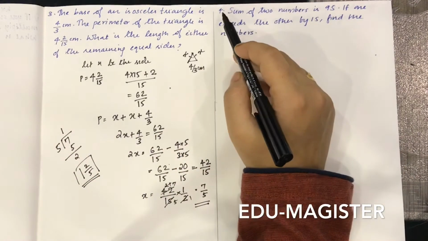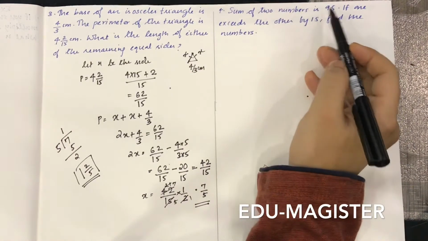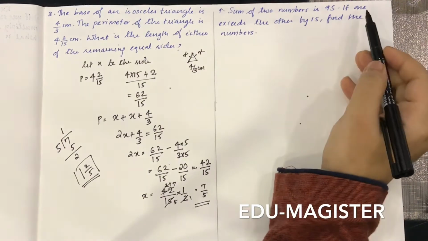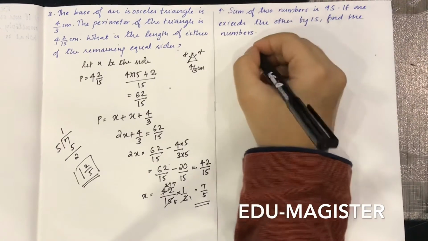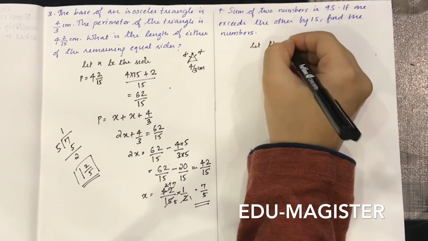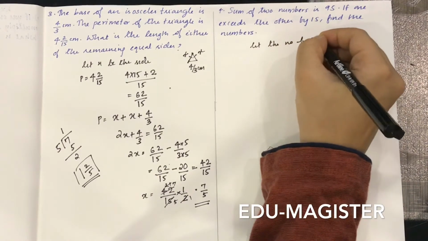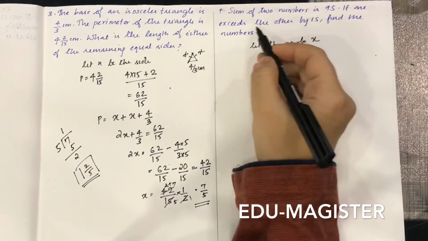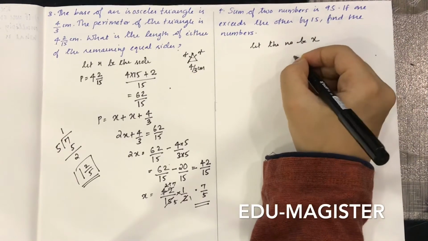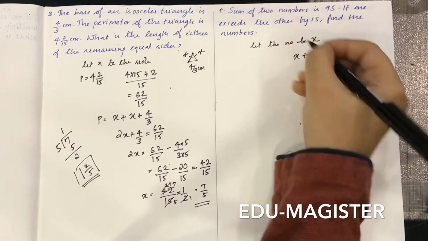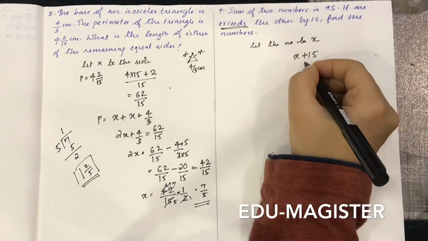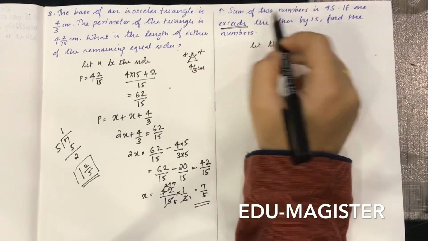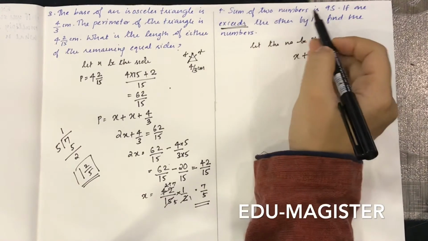Now question number 4. Sum of the two numbers is 95. One number exceeds the other by 15, find the numbers. So let the number be x. So if one number is x, if one exceeds the other by 15, so the other number is x plus 15. Exceeds means plus. Find the numbers.